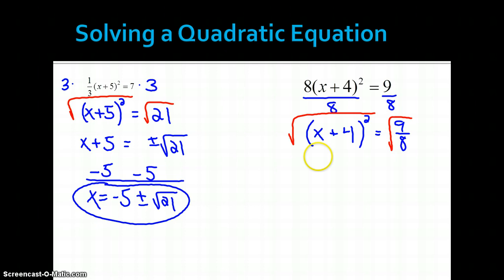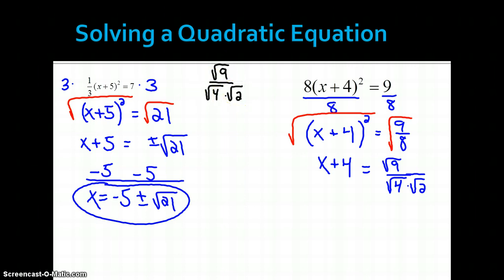We need to take the square root of both sides. That leaves us x plus 4 equals the square root of 9 over the square root of 4 times the square root of 2. I just in the process of simplifying the square root of 9 over 8. So if we look at the square root of 9 over the square root of 4 times the square root of 2, we simplify this as much as possible. We have 3 over 2 roots of 2.